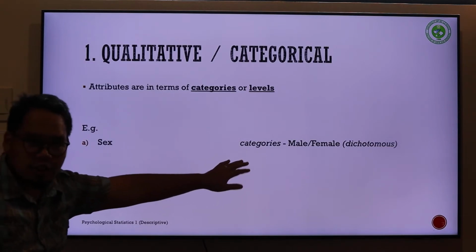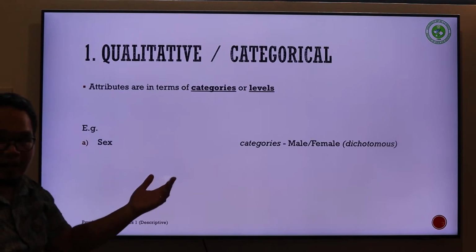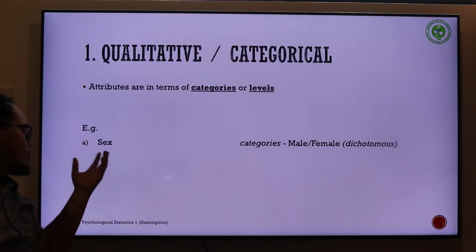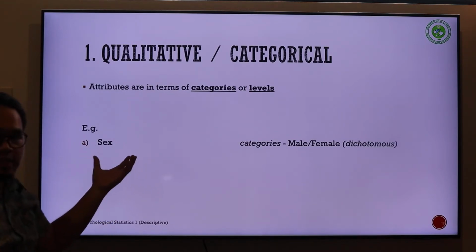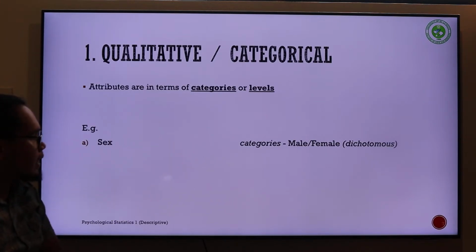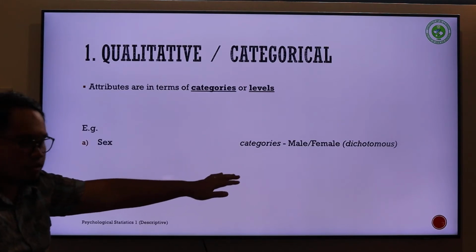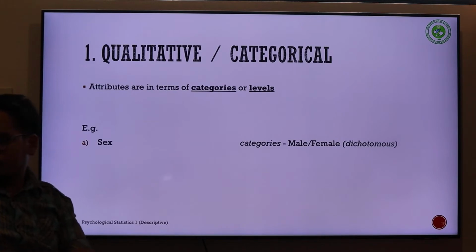I'm talking about biological sex, okay? Not the gender type of thing. Gender you may put into LGBTQ if you want, but when you say sex, it's a biological thing, so you're either male or female. Since you have two options there, we consider that data as dichotomous. Okay, dichotomous data.